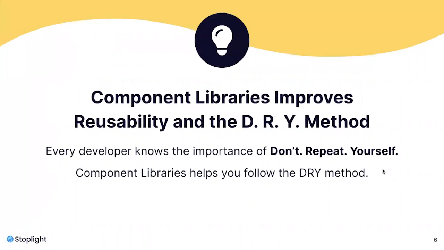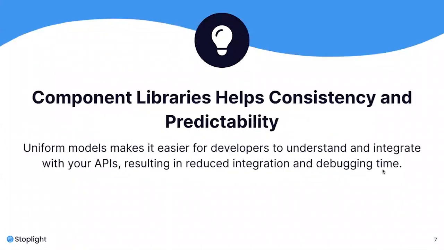So just breaking it down, the primary use case of component libraries is reusability. You build these models once, you reuse them across all projects, and it follows the DRY method. So you do not repeat yourself when building different APIs within different teams. And that's always good when it comes to programming and software in general. It helps with consistency and predictability.